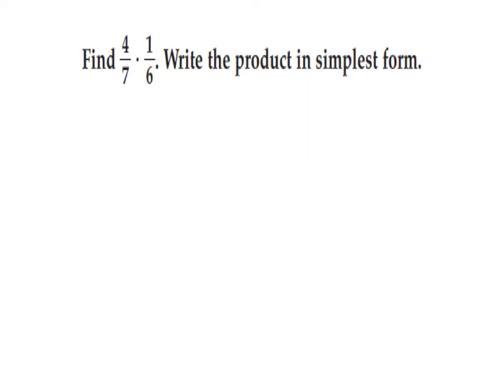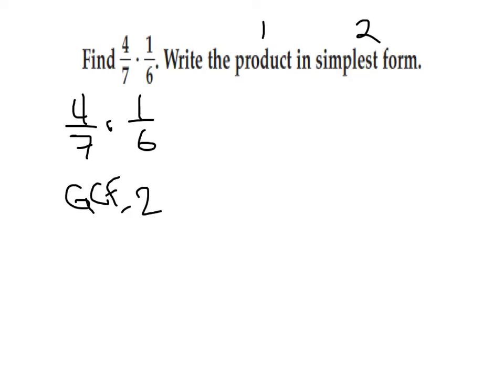Alright, let's take it a little bit further from the last slide. We're still going to multiply, or find the product, and then we want to make sure our answer is in simplest form. Those are the two things I'm looking out for. What's different in this one is that I'm going to take 4/7 times 1/6. Before I begin, I am going to simplify. I notice that 4 and 6 have a GCF of 2, so I'm going to divide them both by 2. 4 divided by 2 is 2. 6 divided by 2 is 3.